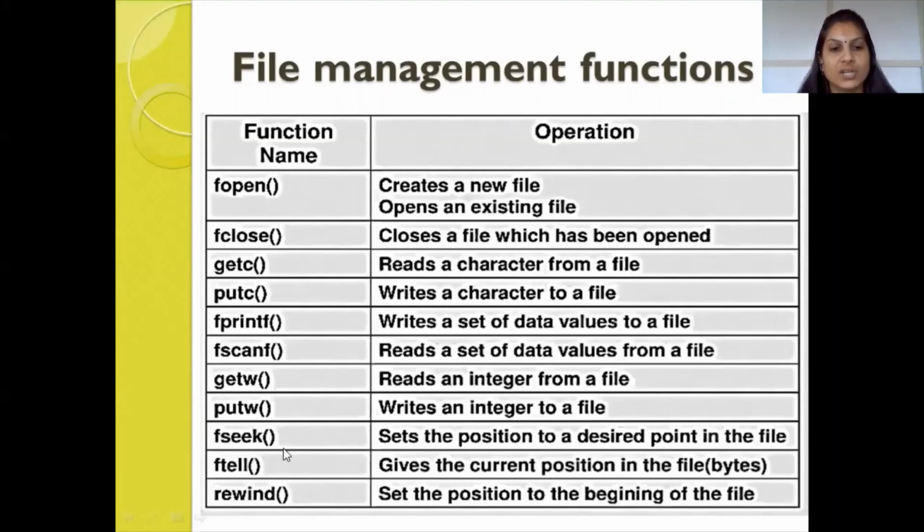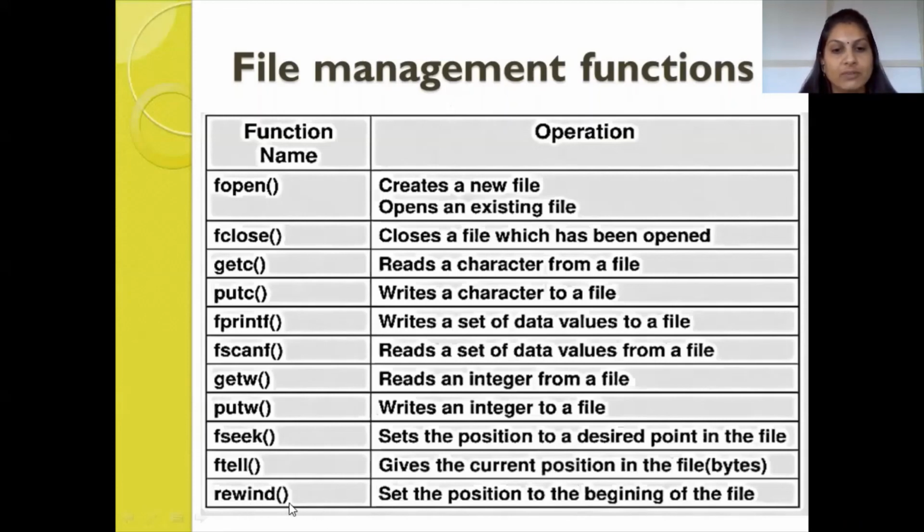Now the fseek function sets the position to a desired point in the file. Suppose my cursor is at this position in the file and we want to set it to another location after some operations. This is possible with the fseek function, which sets the pointer position to a particular location. The ftell function gives the current position in the file in bytes, that is the file pointer position.